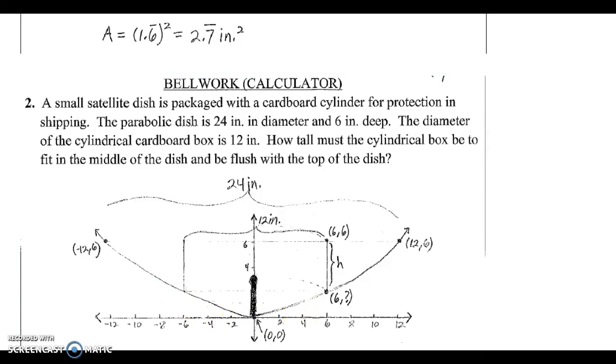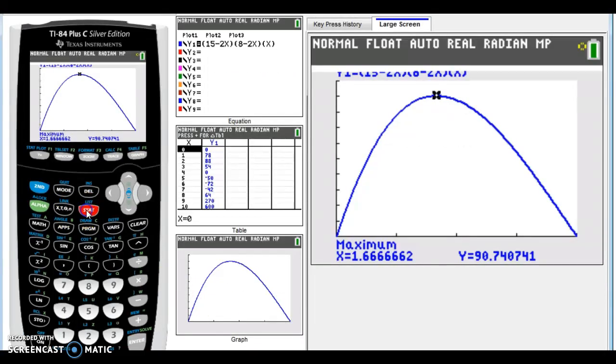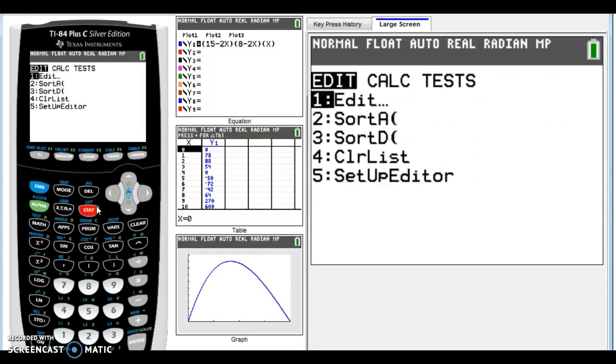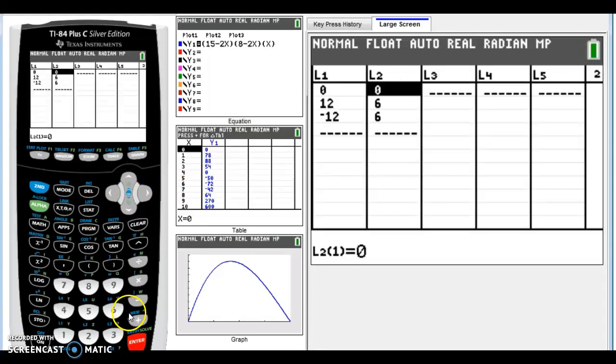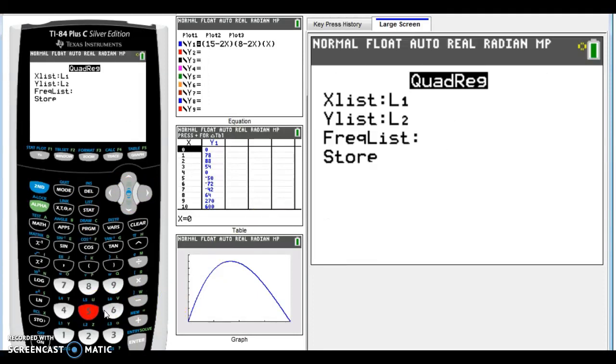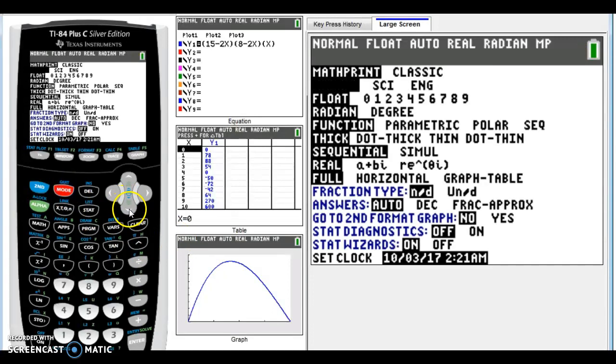How? Use your calculator. I went into my calculator, stat, edit, and I preloaded those points: (0, 0), (12, 6), and (-12, 6). I already know the shape of this is a parabola, so to get my equation, I can simply go to stat, calc, quadratic regression, list 1, list 2, frequency list, and I want to store this. Before I do that, I believe I reset my calculator. In the last video, you saw that you can turn on your stat diagnostics, and when you turn that on, it'll tell us how good of a fit this is.